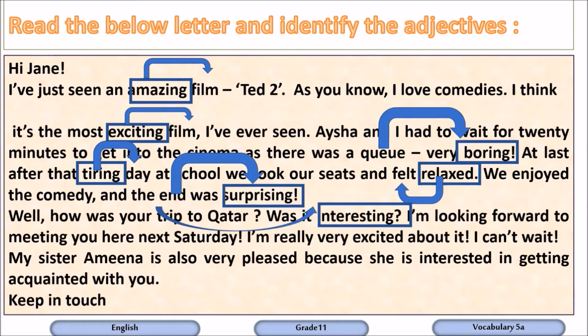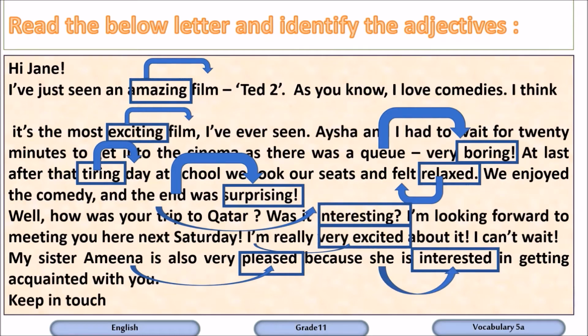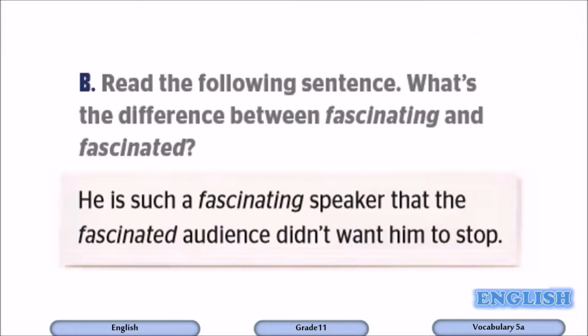I'm looking forward to meeting you here next Saturday. I'm really very excited. This is to describe my feeling. I am excited about it. I can't wait. My sister Amina is also very pleased. This is to describe Amina because she is interested. So interested here also describes Amina in getting acquainted with you. Keep in touch.